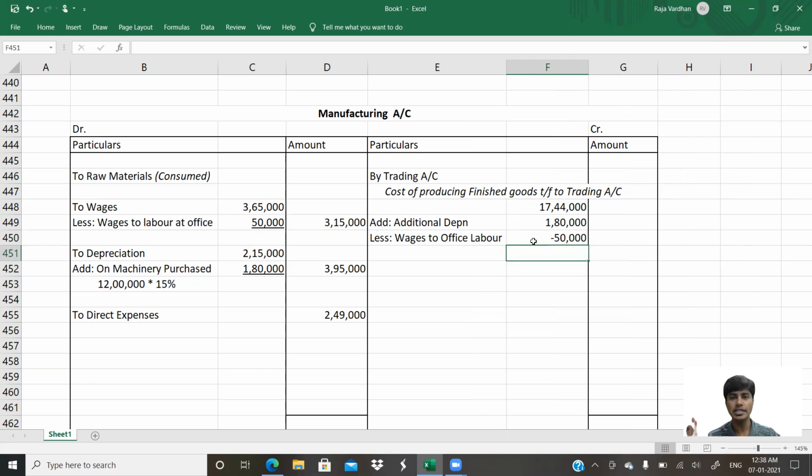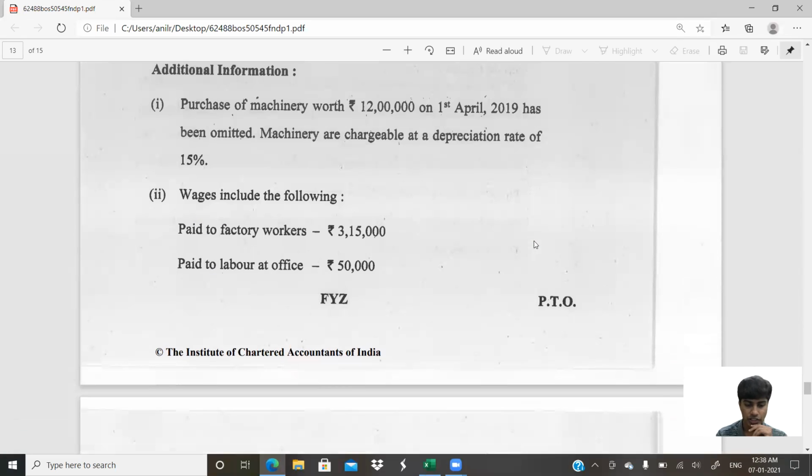Minus 50,000. I told no less pole. Okay, perfect. Let us go to the next one. So we're done with the second one.